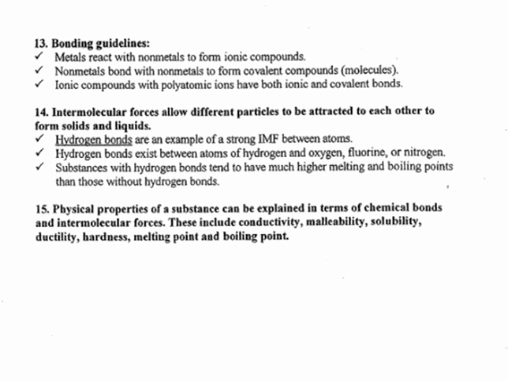And our bonding guidelines: metals react with nonmetals to form ionic compounds. Nonmetals bond with nonmetals to form covalent compounds. If you are an ionic compound with a polyatomic ion, like Na3PO4, this is the classic Regents question. Between the sodium and the phosphate is an ionic bond, but between the P and the O of the phosphate ion is a covalent bond. So it has both ionic and covalent bonds.